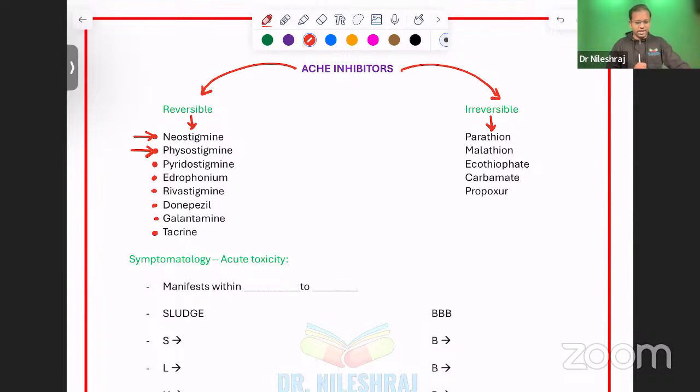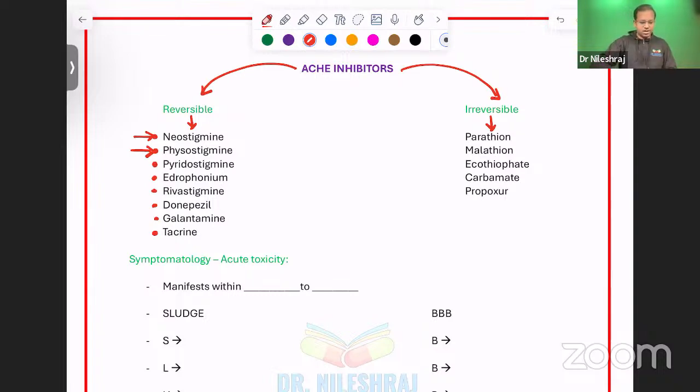Yes, beautiful. I'm getting the responses. The answer is physostigmine. It's a small concept, buddy. Please understand this. Physostigmine tends to cross the blood-brain barrier. Physostigmine will cross the blood-brain barrier. Neostigmine will not cross the blood-brain barrier. Just a small point to be understood.